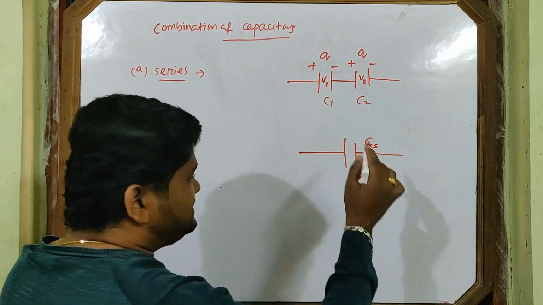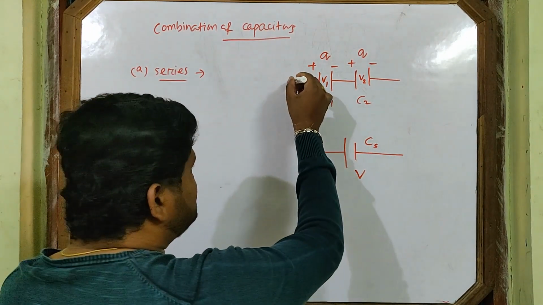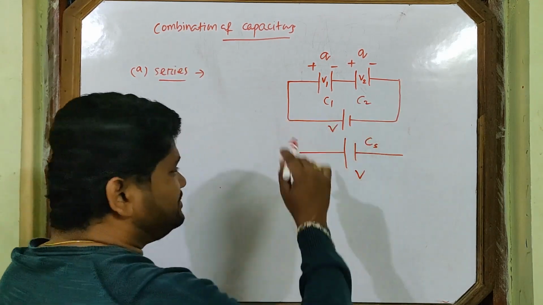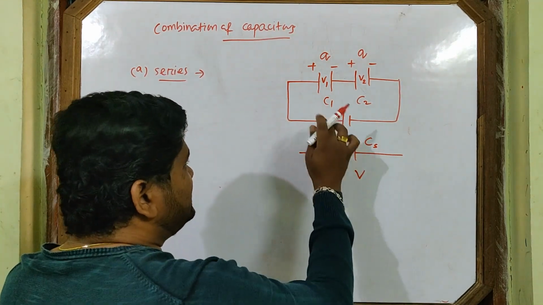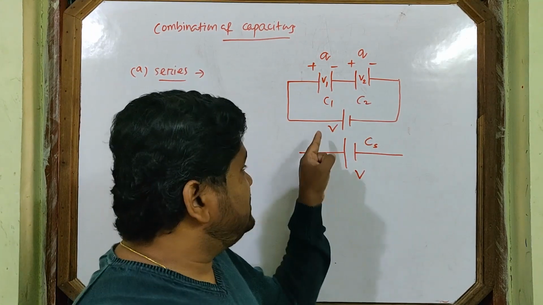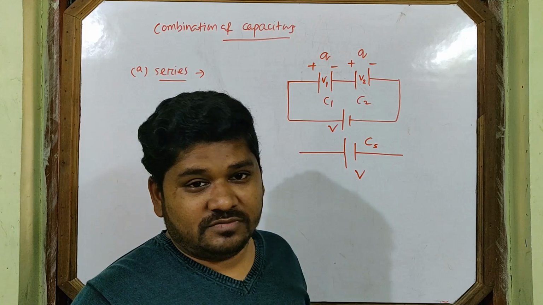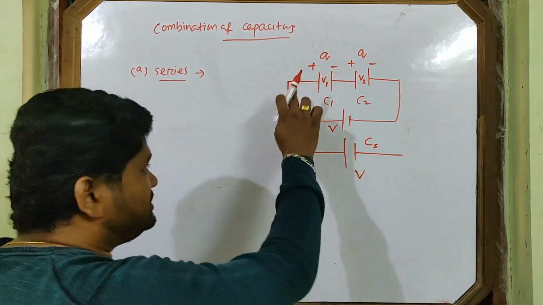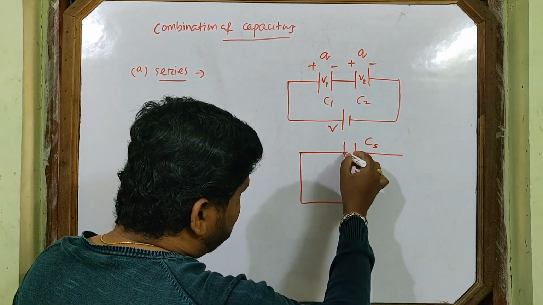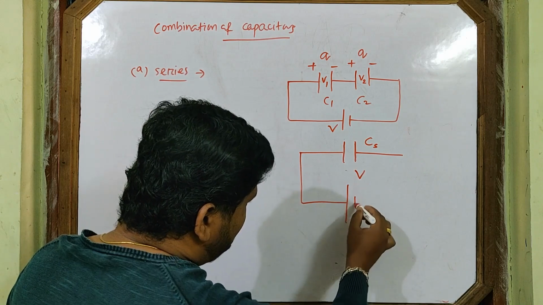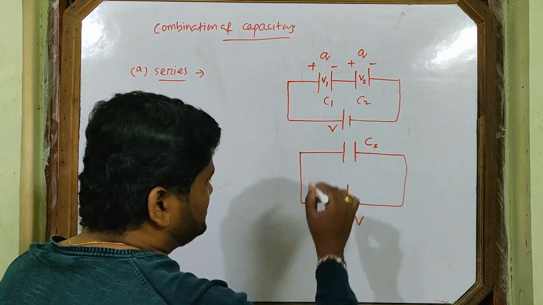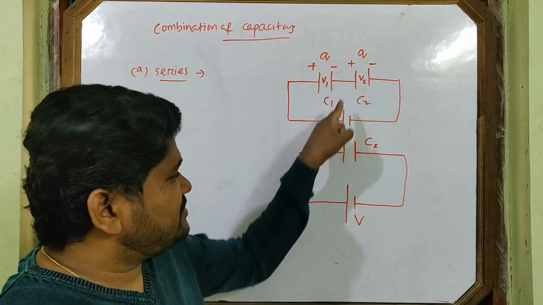Then the potential is V. Let's connect it with a cell. If the cell potential is V, and the potentials across the capacitors are V1 and V2, then V divides among them. That means V is equal to V1 plus V2 because potential divides. The charge is Q. I connect the cell here across the capacitors. This is V potential, and the capacitance is CS, the effective capacitance of these two capacitors.